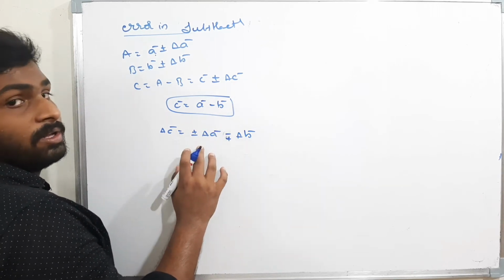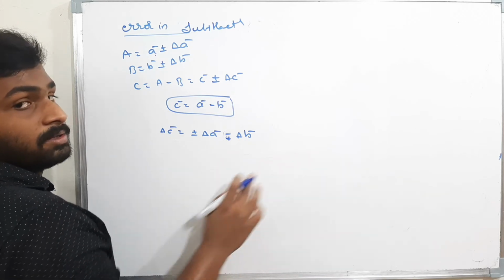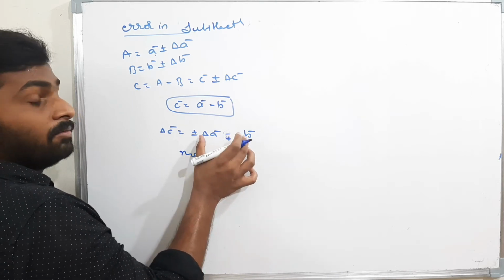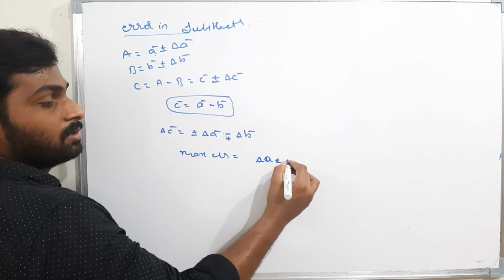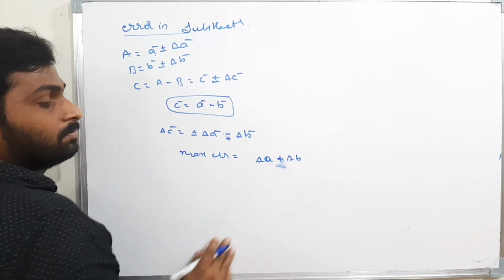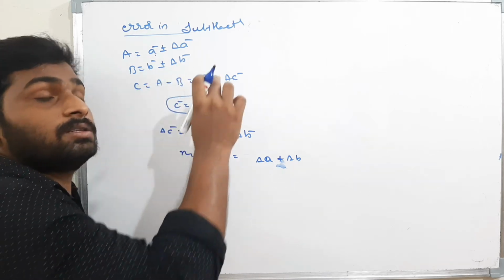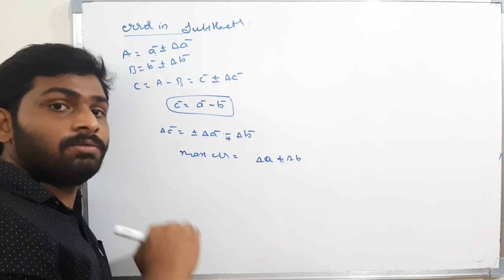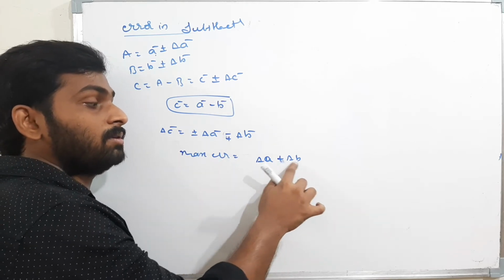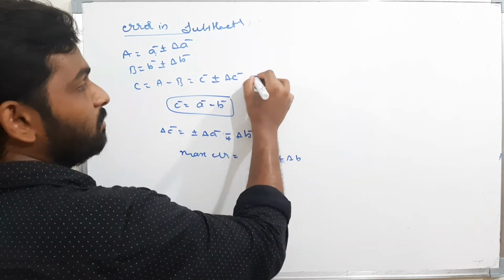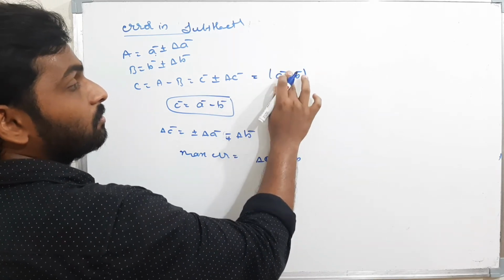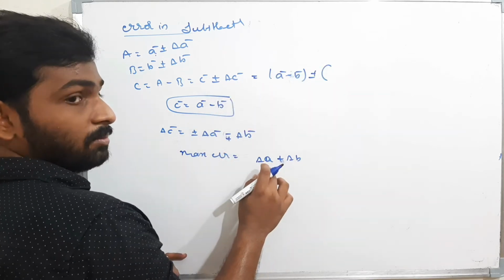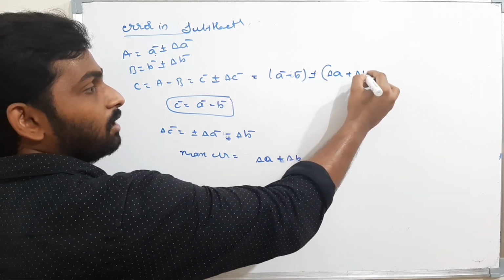No, there are 4 cases even here also: plus plus, plus minus, minus plus, minus minus. But I will get the maximum error when I am adding both the errors, that is delta A plus delta B. Usually when they told to find the errors in addition and subtraction, simply find delta A plus delta B. There are 4 signs, but usually we will take the maximum error, that is nothing but delta A plus delta B. Therefore I can write this C as A bar minus B bar plus or minus delta C bar. Delta C bar is nothing but simply adding, that is delta A plus delta B.